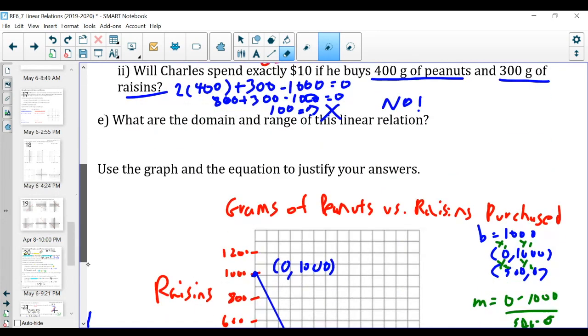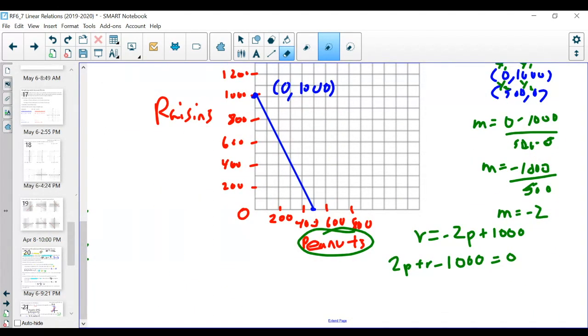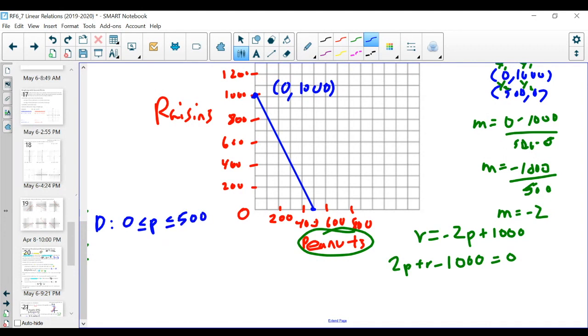we would have your domain be anything from 0 to, in this case, 500. So P has to be greater than or equal to 0, less than or equal to 500. And your range for your raisins, we're going to go anywhere from 0 to 1,000.